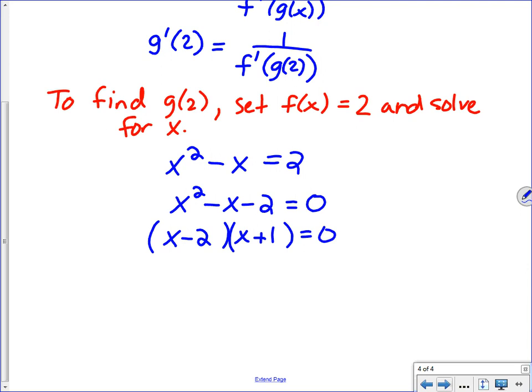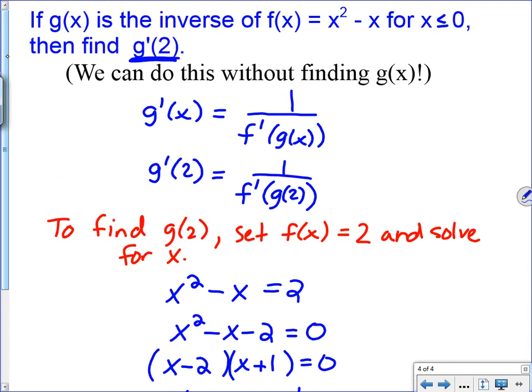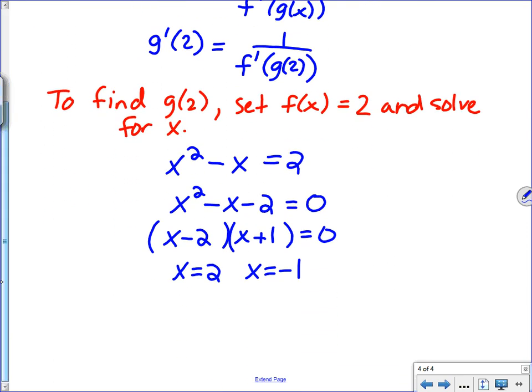All right, so we get x equals 2 and x equals -1. Now, we're going to go back to our original problem because I want to point something out. It says if g of x is the inverse of f of x for x less than or equal to 0. So if x has to be less than or equal to 0, we're going to eliminate the x equals 2 because 2 is not less than or equal to 0. And we're going to stick with x equals -1.